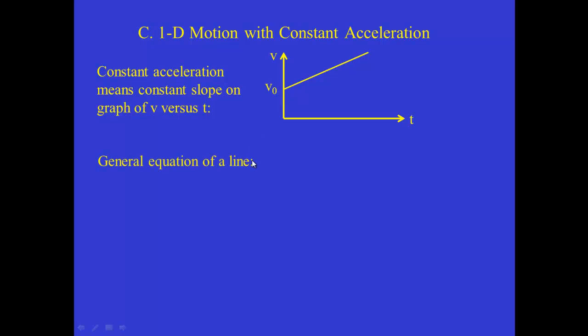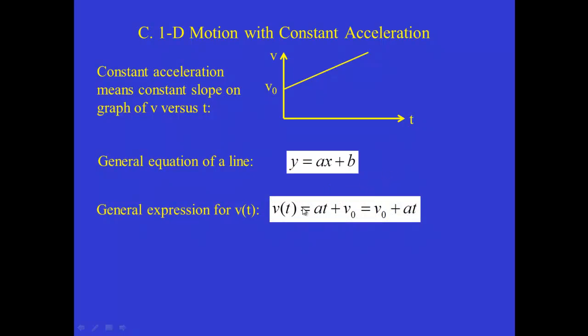The general equation of a line, when we have a y versus x, would be, of course, y equals ax plus b, where a is the slope and b is the y-intercept. In this case, instead of y, we have v. Instead of x, we have t. And so, for the graph shown above, we would have an expression for v as a function of time that would be equal to the slope times the time plus the intercept, right?